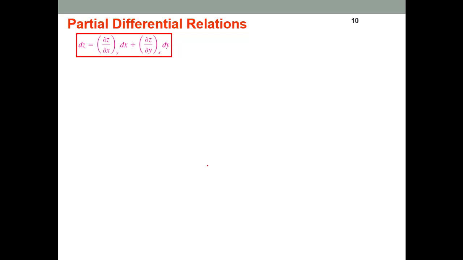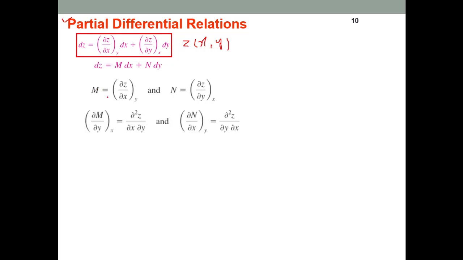Now let's extend this concept. First of all, we studied the partial derivative: if z is a function of x and y, we can write down the total differential of z. Let's say that dz is equal to m dx plus n dy. That means the first term is m and the second term is n. Now if we take a further derivative of m, let's say this is already the derivative with respect to x.